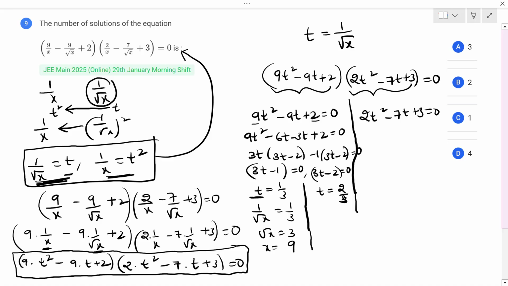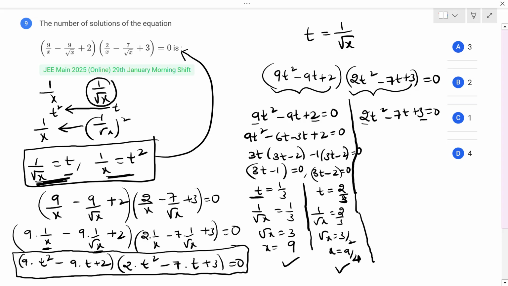The substitution is t equals 1 by root x. So 1 by root x is equal to 2 by 3. So root x is equal to 3 by 2. So x is 9 by 4. Yes, this x is also a positive number, again a valid solution. So from the first equation I got the solutions as 9 and 9 by 4. Let us calculate the second side, that is the second quadratic equation.